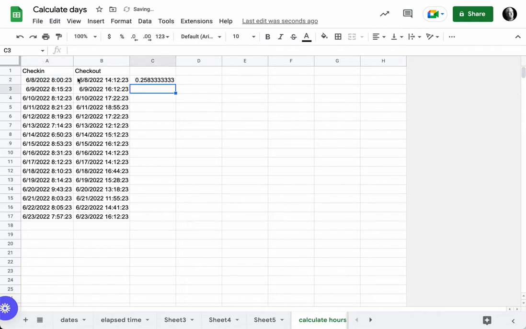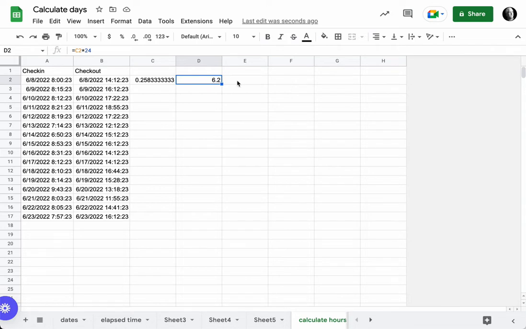And what we get is a fraction. And if we think about that, that is probably that portion of a full day, which is 24 hours. So let's see what happens if we take that and multiply it times 24. And we get 6.2. So 8 o'clock to 2:12 is 6 hours and 12 minutes. And that sounds about exactly right, 6.2 hours.